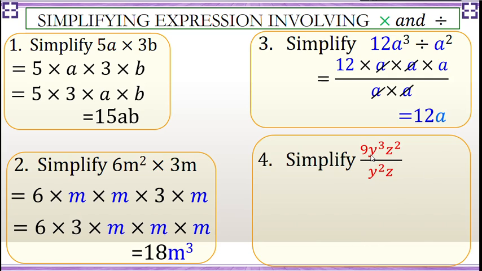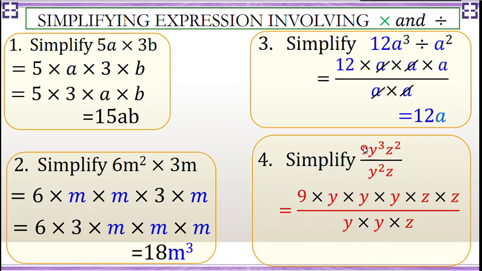Write this in full. This is exactly what it means. 9y cubed z squared, divided by y squared times z, so y times y times z. Let's cross out all the common terms. What about the z? So all we have left is y times z, then times 9. So 9 times y times z will give you 9yz.